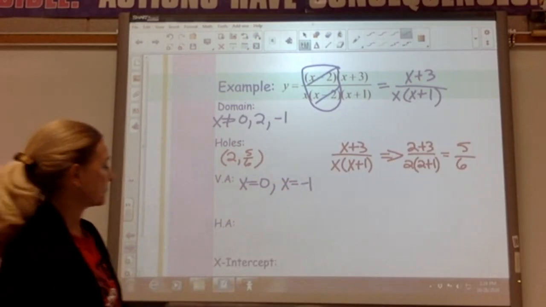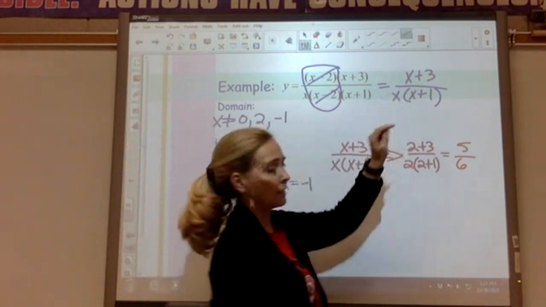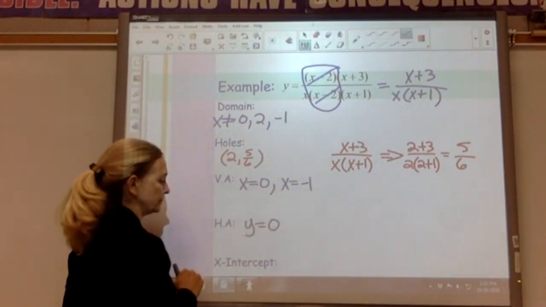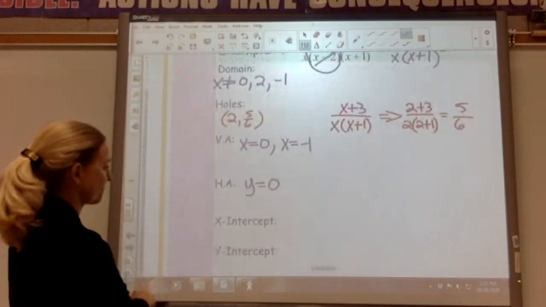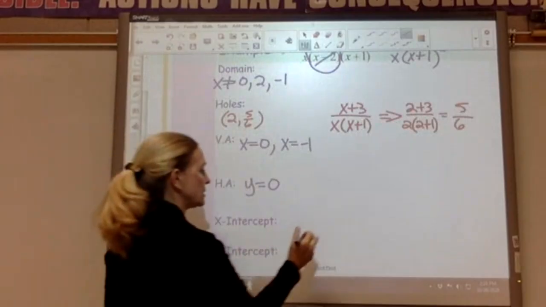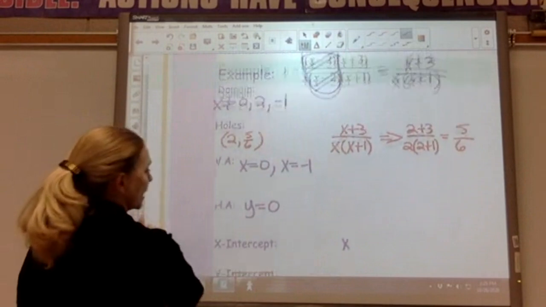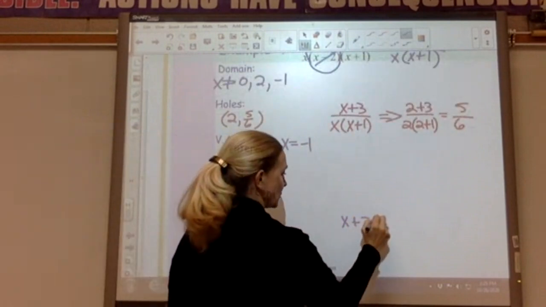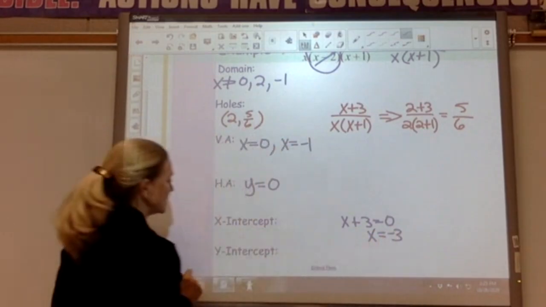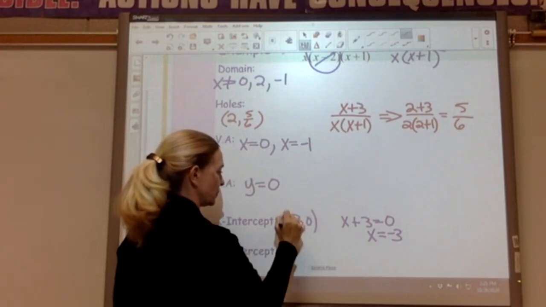The horizontal, this would be x squared, and this is just x, so the degree of the denominator is larger, so this is y equals 0. X-intercept, you set the numerator equal to 0, so I would have x plus 3 equals 0, so x equals negative 3. So the x-intercept is negative 3, 0.